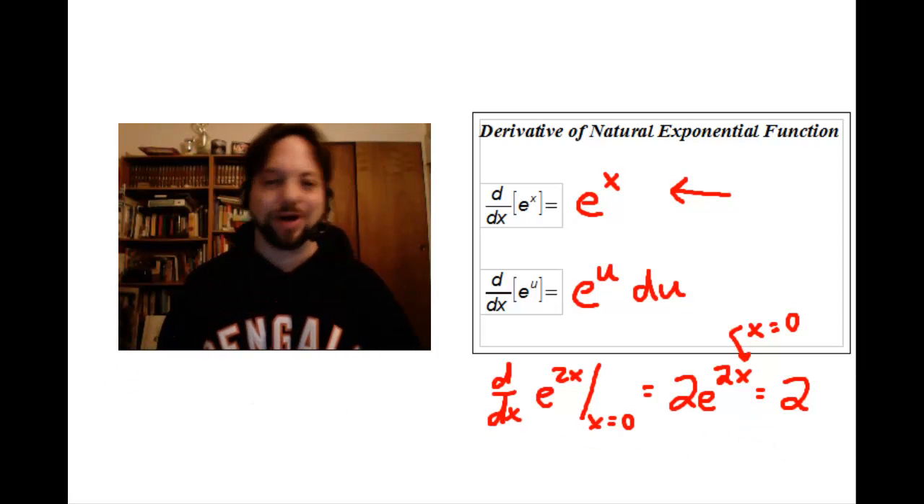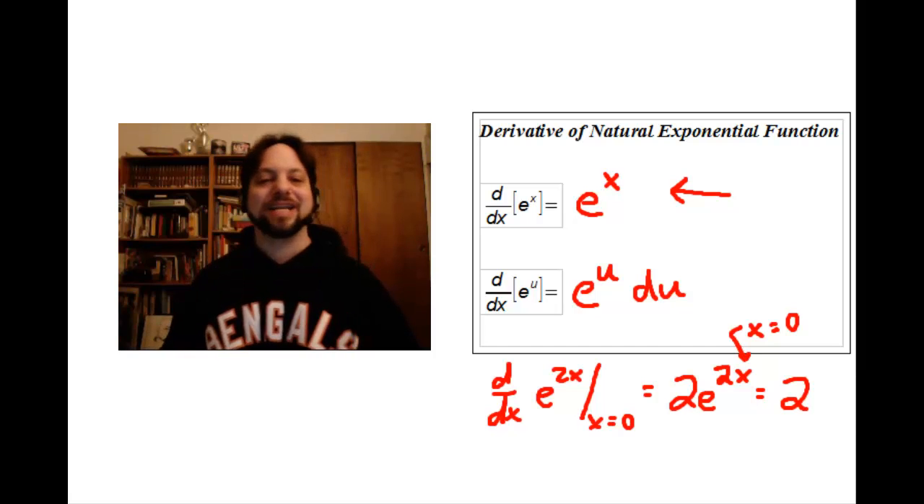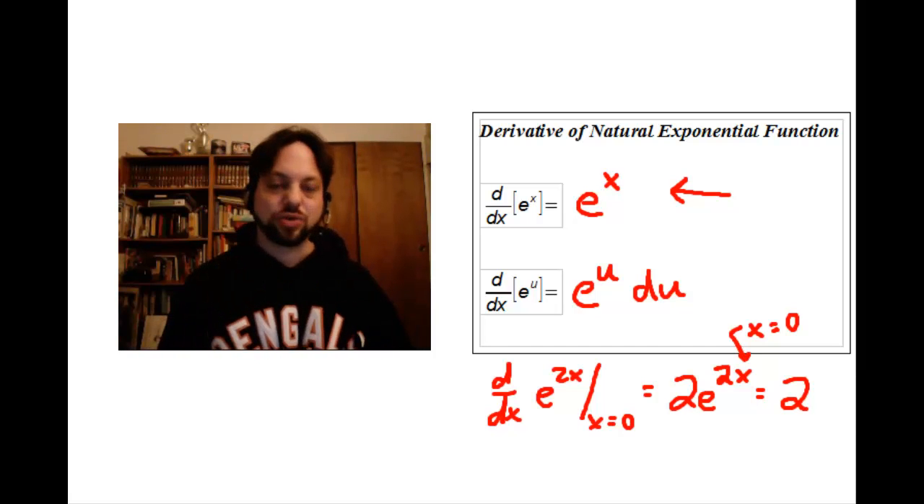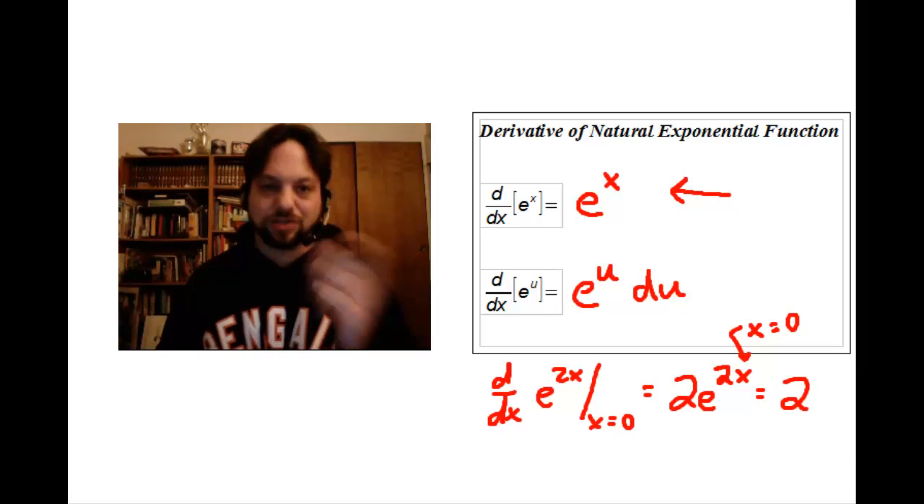So, pretty cool, huh? Well, with that, let's go ahead and apply this knowledge towards finding some extrema, points of inflection, and good stuff like that. Let's go ahead and move on to example B.